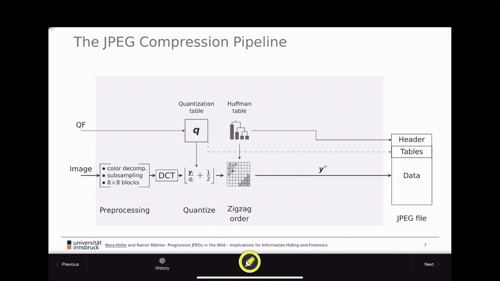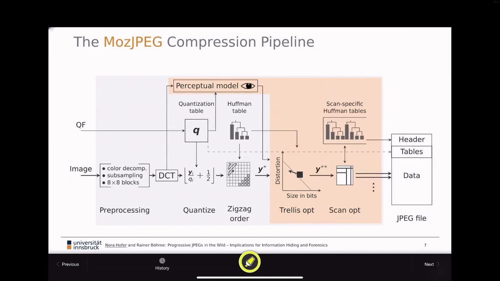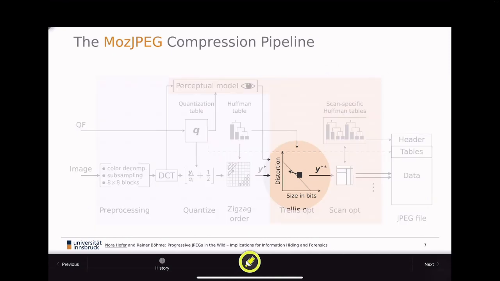Now, MozJPEG, of course, modifies this. So here in orange, we can see that MozJPEG implements what I talked about, the rate distortion optimization that is based on trellis quantization, and it uses a perceptual model for this. And also, as it uses progressive mode per default, it implements a scan script optimization, but we will talk about that later. And we will start with the trellis quantization or optimization.